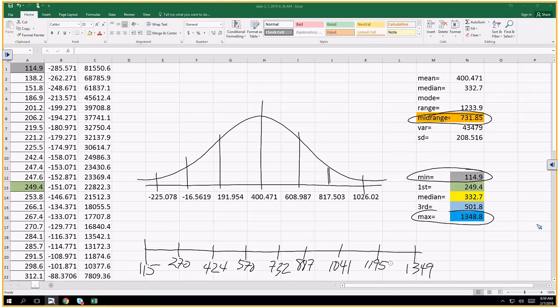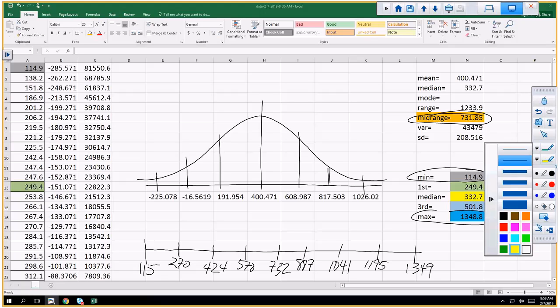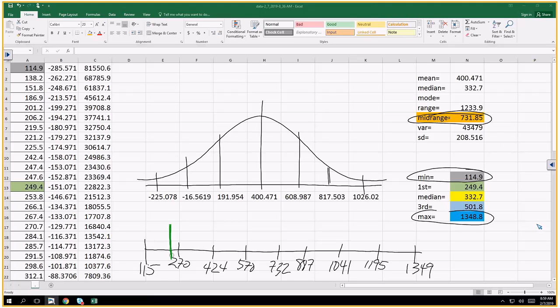1,195. Okay, that's enough for government work. Now let's do the box plot. So I'm gonna take my green pen, and I'm gonna put 249, 250 is close enough. 250 is gonna be down here somewhere. And you can draw it above the box plot, or you can draw it on it, or both, I don't care.